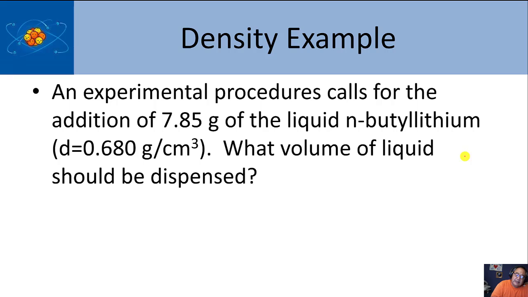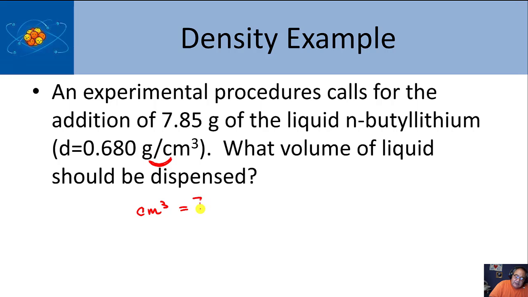So let's see. I need 7.85 grams, and I need the volume. Now, it doesn't say the units, but what are volume units? Well, centimeter cubed is the volume unit, so I'm going to write that. And you notice this is the conversion between mass and volume. Density is the relationship between mass and volume, so it can be used as a conversion factor for that.